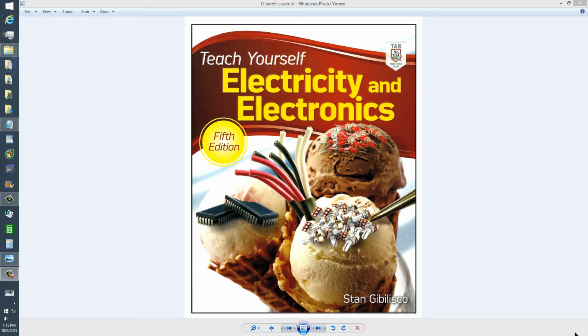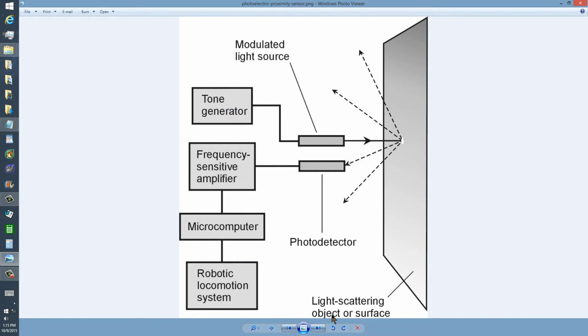The concept that I'm going to talk about today is photoelectric proximity sensing. It's a method of detecting, particularly used by robots, of how close a nearby object is. But that nearby object has to have light scattering properties. It can't be a shiny surface like a mirror. You'll see why in just a second.